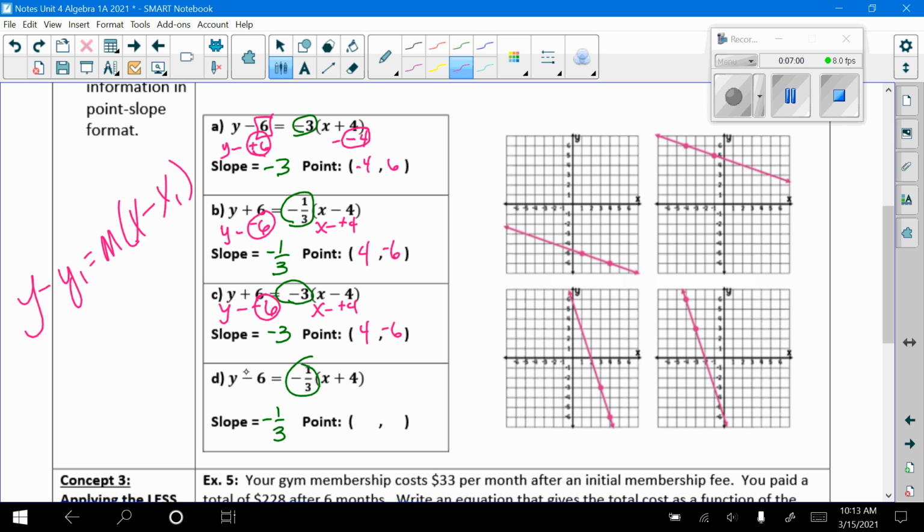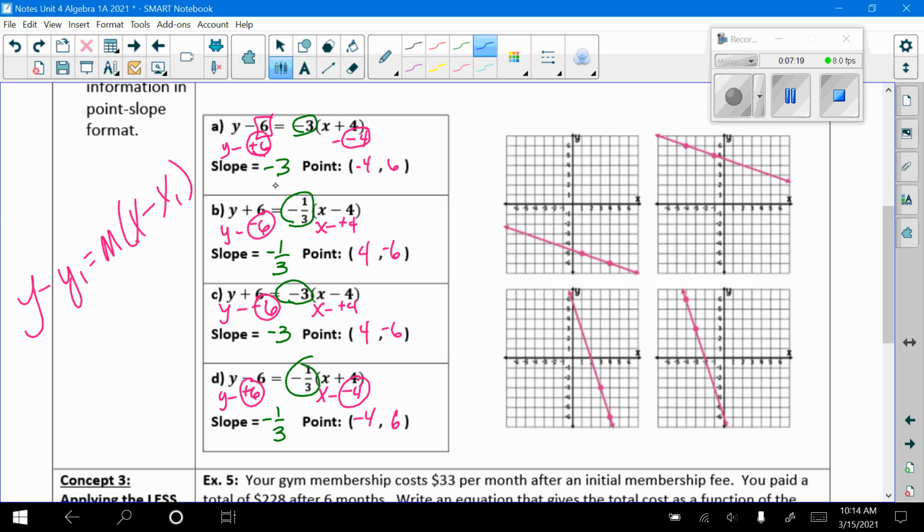So this next one, I'm going to y minus, and it would be a +6, right, because there's a sign on it. And the x value is x minus a -4, so it has to be a -4. Now I have all the information I need. I should be able to identify which one goes with which, A, B, C, and D.